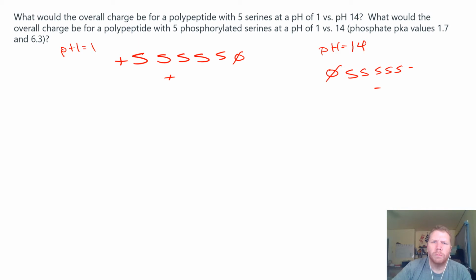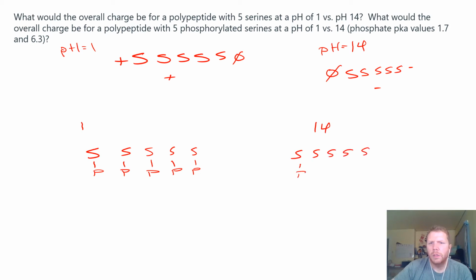Okay, now if we compare that to our phosphorylated serines, I'm not exactly sure how to write this shorthanded, SP, SP, SP. I feel like that's pretty good. At a pH of 1 and 14, I wish I could copy and paste that, but S, S, S, S, S, and then P, P, P, P, P. Okay, so here's our different phosphates.